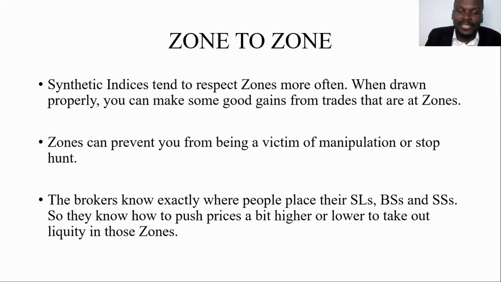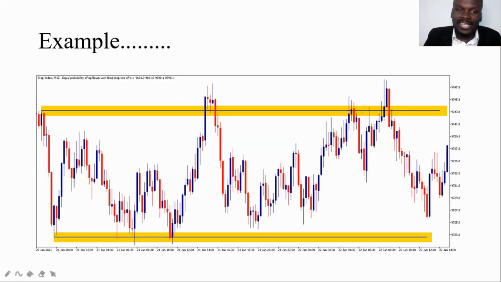Then what happens next? Immediately you come out in a loss, they spike it. It's because they know where your stop losses are, your buy stops are, your sell stops are. They know exactly where, but if we push it a bit on this zone, we're going to activate stops. We're going to activate buy stops, sell stops, taking out liquidity.